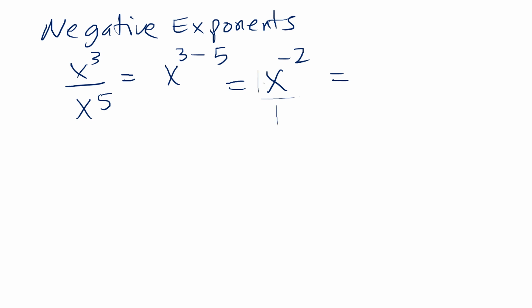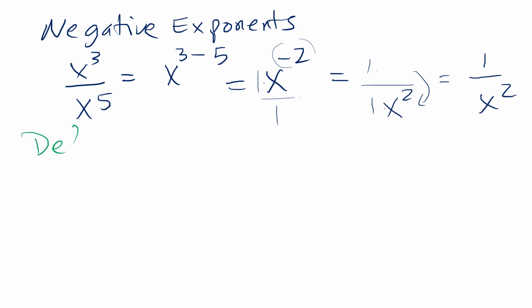And the way to handle this is, if you put this, there is a 1 here and there is a 1 here. So if you think about it that way, you will move this to the denominator and make the exponent positive. So it's 1 over x squared. All right.